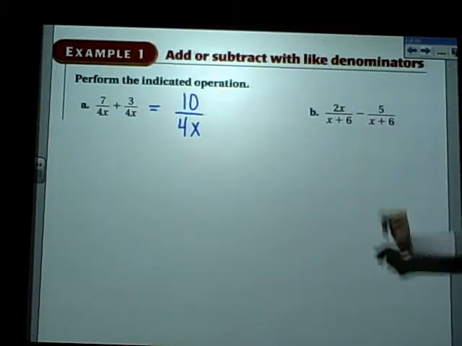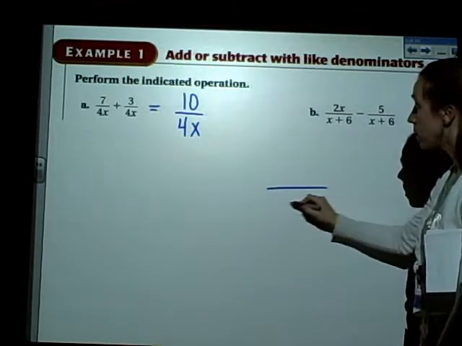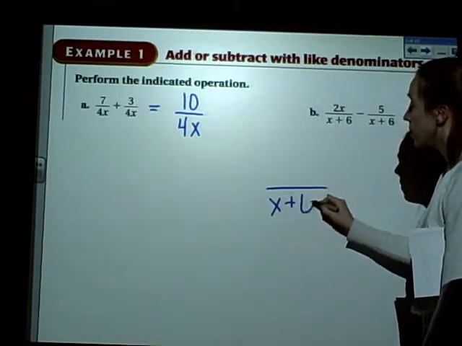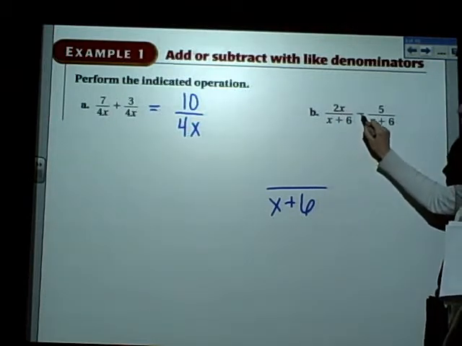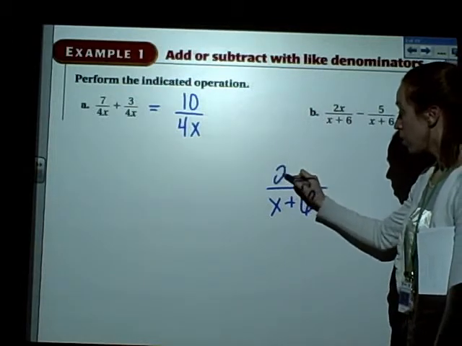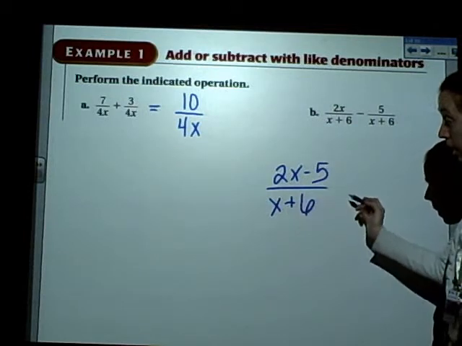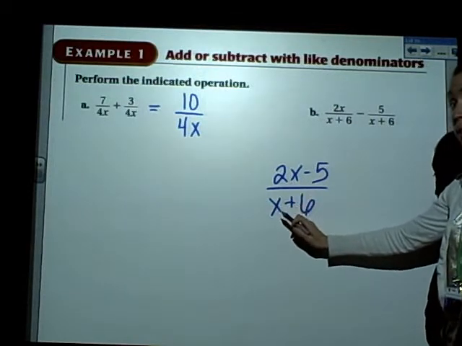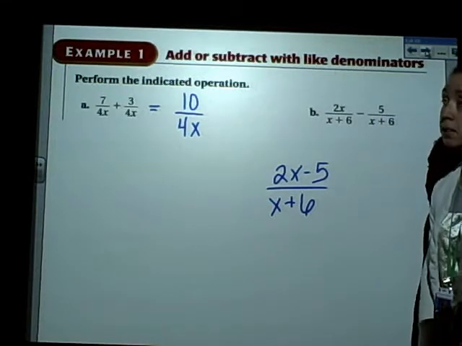Now this one, we want to subtract. We notice our denominators match, so I don't have to worry about it. In fact, I can write my denominator in, and I'm going to subtract the top. 2x minus 5, well, one has an x and one is a number, so I'm just going to write it like that. I don't have to cancel anything. These x's are busy. They're part of an expression, so I just leave it like that.